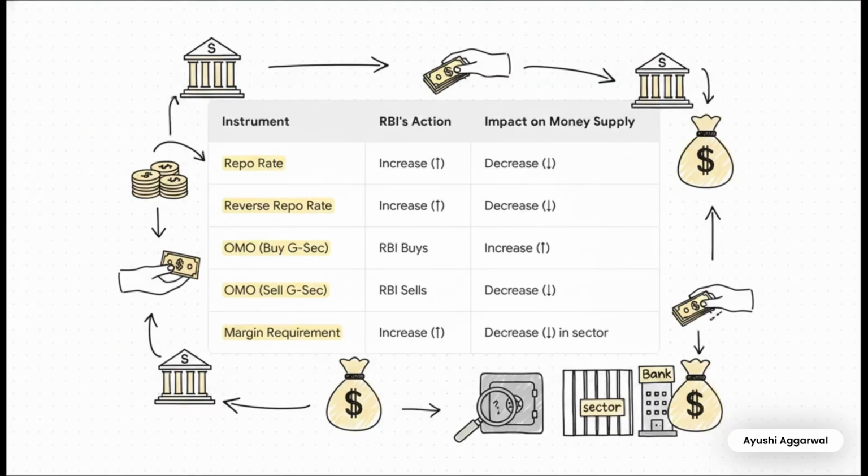Let's nail this down. If the repo rate goes up, money supply goes down. If the reverse repo rate goes up, money supply also goes down. When the RBI buys securities in an OMO, money supply goes up, and when the RBI sells securities, money supply goes down. Finally, if the margin requirement goes up, credit supply in that specific sector goes down. This table is pure gold for revision.